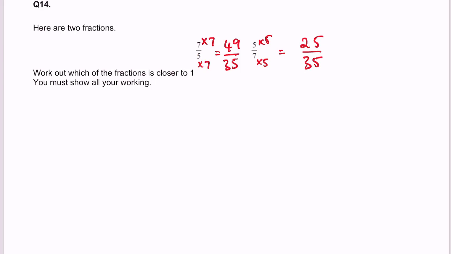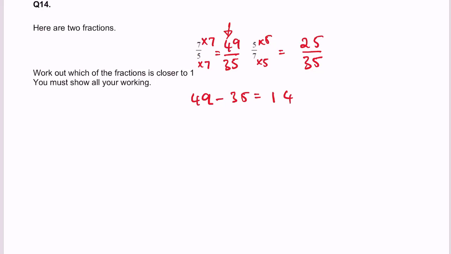Now, which one is closer to 1? Now I can see this one here is an improper fraction, and this one is a normal fraction. So how much is it away from 35? So let's do 49 take away 35. That is 9 take away 5 is 4. 4 take away 3 is 1. That's 14 away.